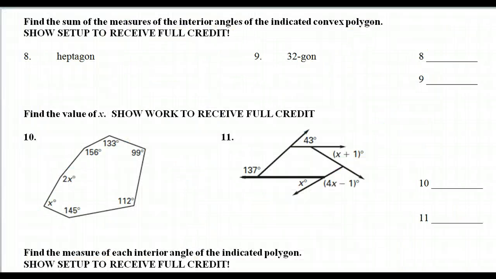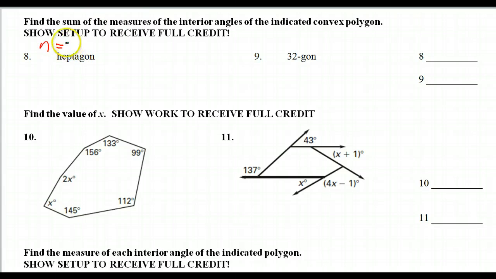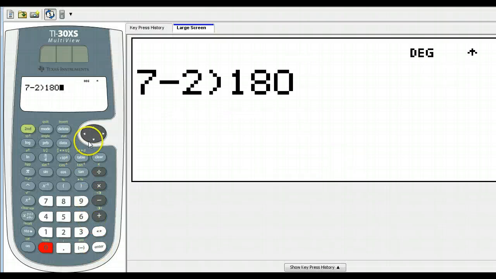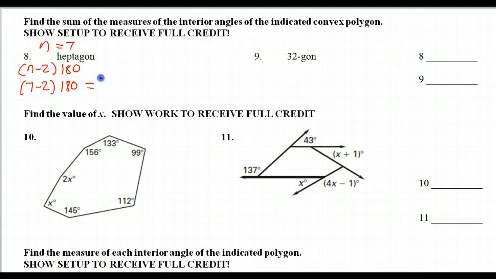So, getting back to the lesson now. So, heptagon. How many sides is that? Hopefully you remember that heptagon is the 7-sided one. So if I want to find the total degrees, of course I'm doing my n minus 2 times 180. So I'm just doing 7 minus 2 times 180. Okay, so that is 900 degrees.